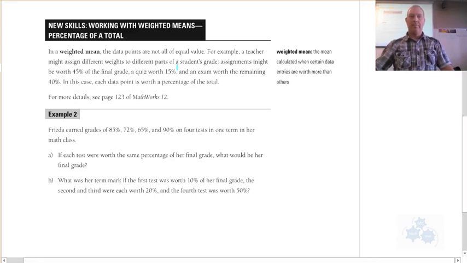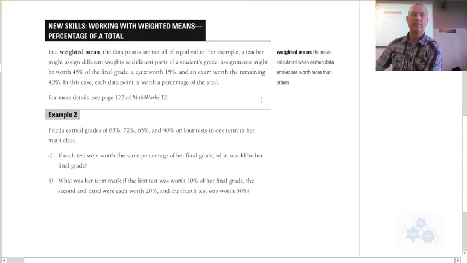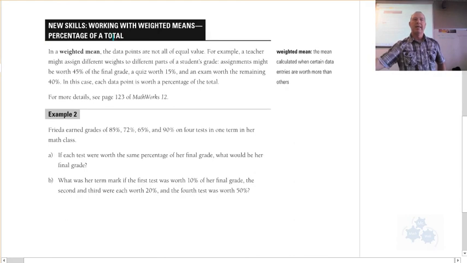All right. So this is page 125 in your workbook. And it says this: in a weighted mean, the data points are not all of equal value. For example, a teacher might assign different weights to different parts of a student's grade. Assignments might be worth 45% of the final grade, a quiz worth 15, and an exam worth the remaining 40. In this case, each data point is worth a percentage of the total.